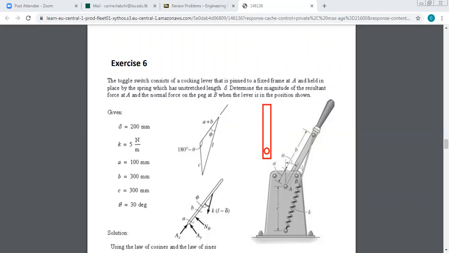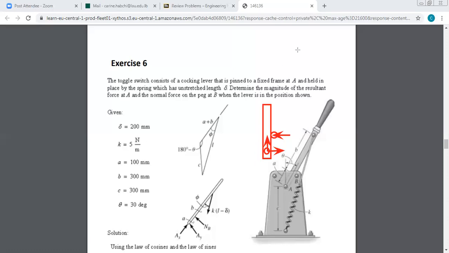Now, at B, it's a roller because you have a circular shape just at contact with the arm. This one is a roller because it can only develop a reaction perpendicular to contact. So here you can say that the force will be like this. While for a pin you have two reactions because it will not allow motion in X and it will not allow motion in Y. And we have also the spring force.